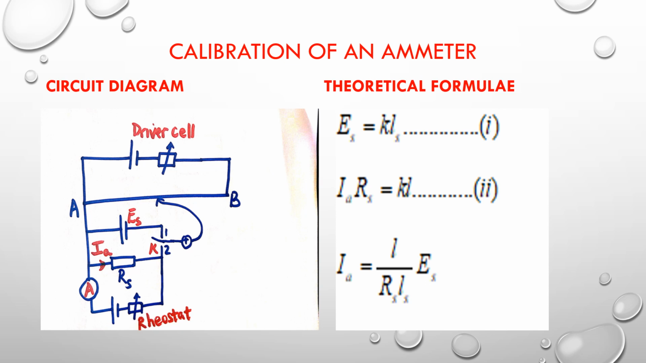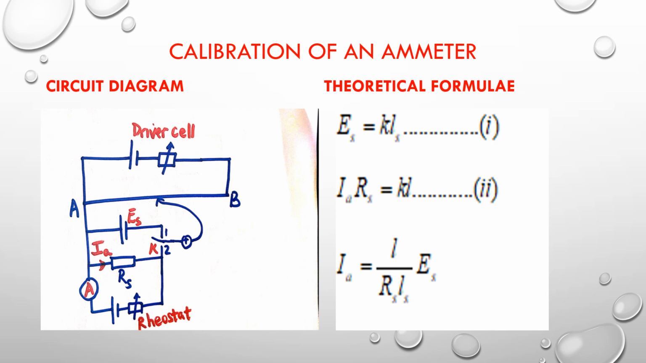So the experiment is repeated for other settings of the rheostat. In other words, the current flowing through the switch and through the resistor RS is varied. But for all those cases, the equation remains IA RS is equal to KL. So using the two equations, we can make IA the subject.